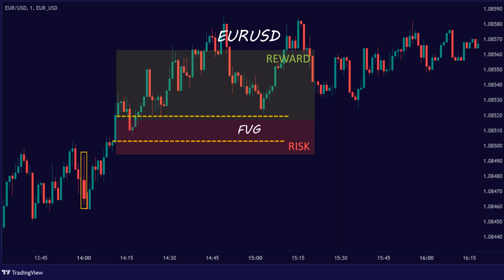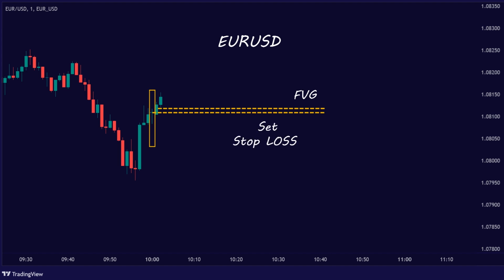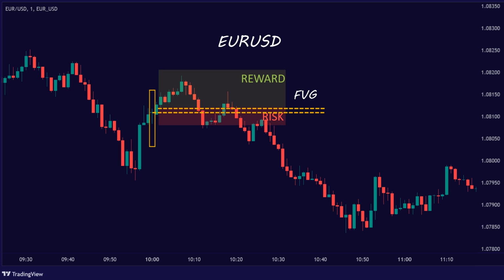So we are going to go to the next silver bullet session. Let's wait for the first fair value gap. Here we denote the formed FVG region as FVG. We set the stop loss and target to enter the buy limit position. This trade was at a loss and we lost the trade.